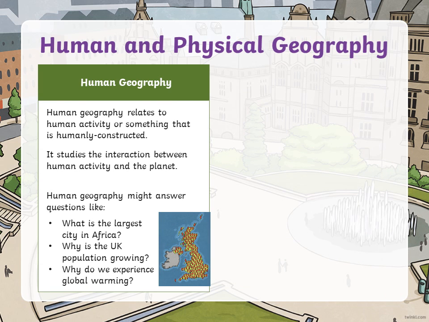So, human geography. It relates to human activity or something that is humanly constructed. And it studies the interaction between human activity and the planet. It's all things that we have contributed to the planet. It could be stuff to do with the population, cities, things that we've made and developed, talking about global warming and our contribution towards that.